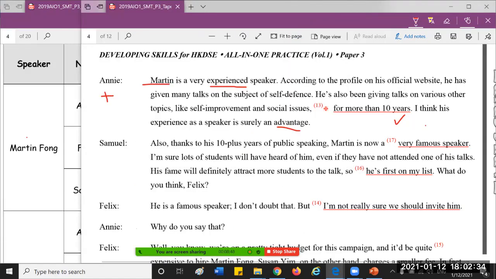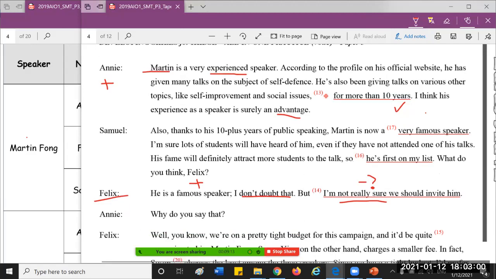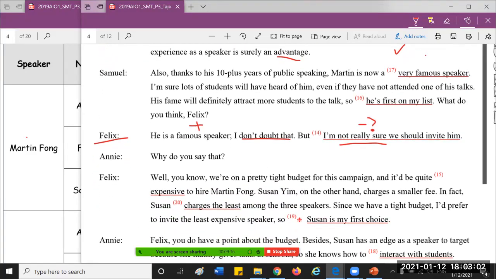What about Felix? What did Felix think? Felix is here. He's a famous speaker, positive. I don't doubt that. Okay, so here we have positive, but I'm not really sure. Okay, that tells us, hey, maybe it's negative or question mark, doubtful. Okay, doubtful. In that case, the answer should be question mark. He's doubtful. It's a maybe for him. I'm not really sure. We should invite him.